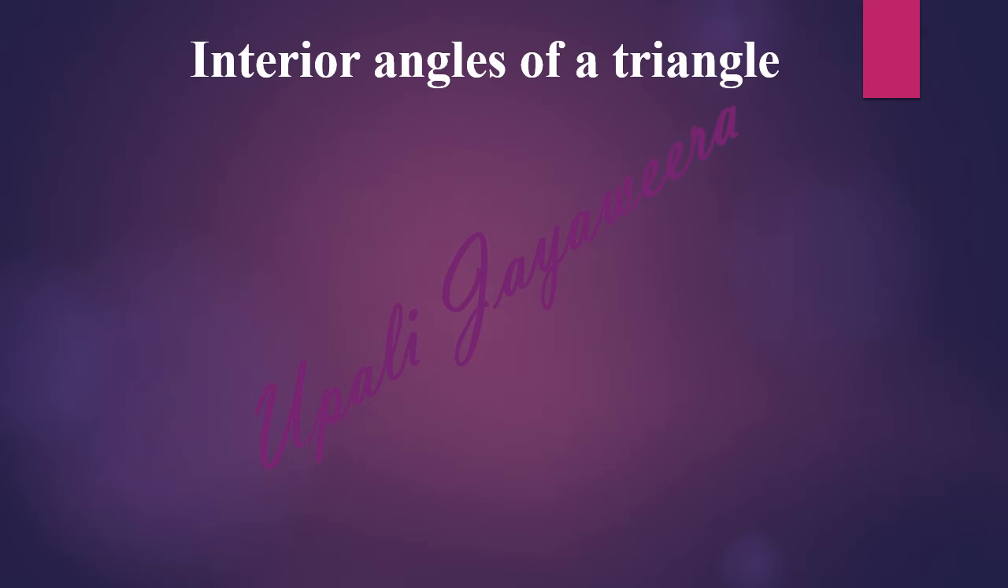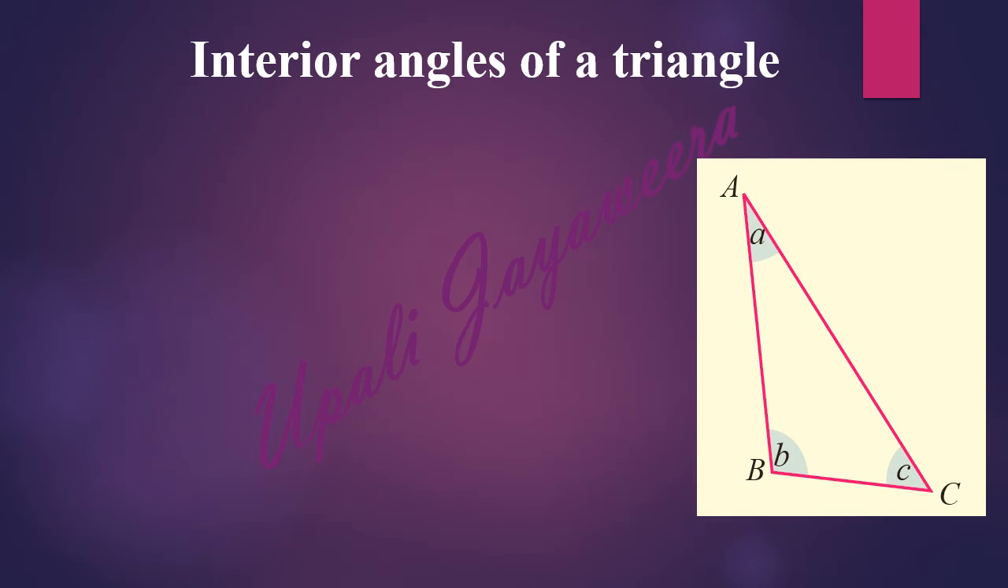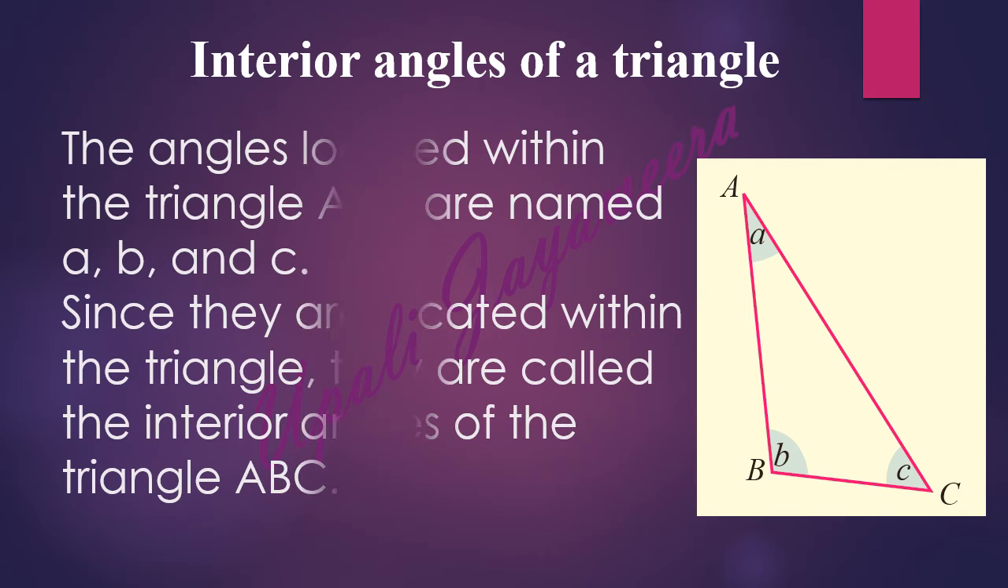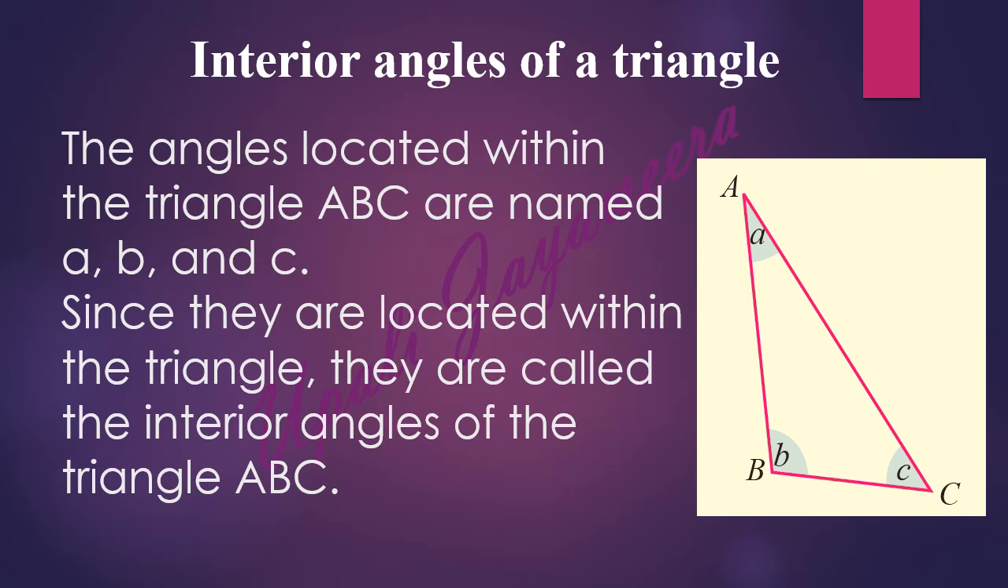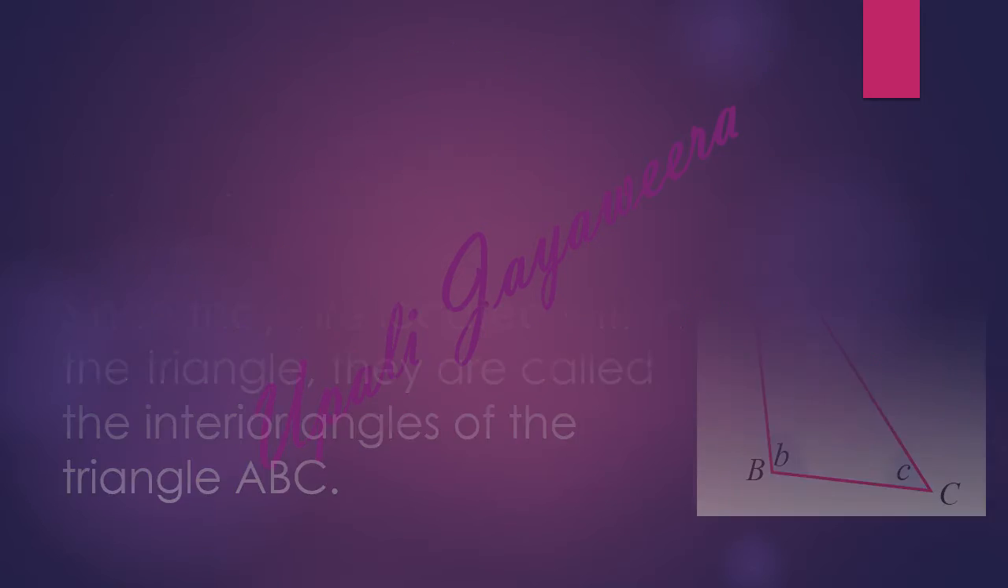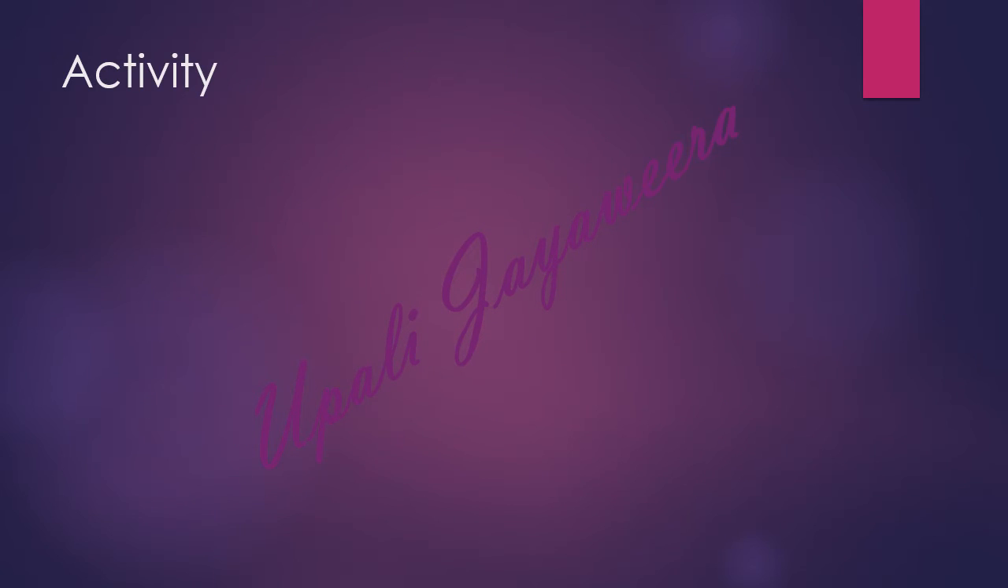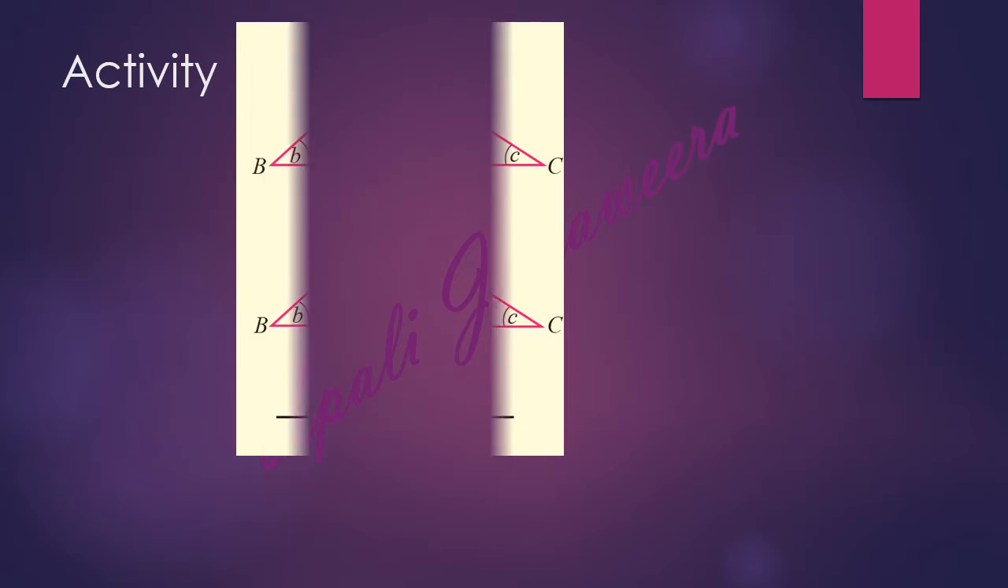Now we are going to find out about interior angles of a triangle. Now refer to the diagram. The angles located within the triangle ABC are named A, B and C. Since they are located within the triangle, they are called interior angles of the triangle. Now you can do this activity.